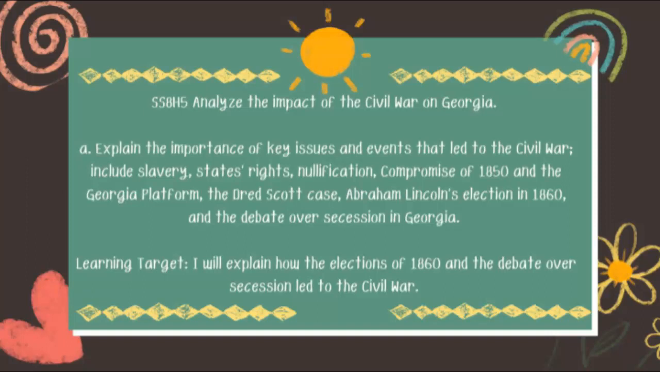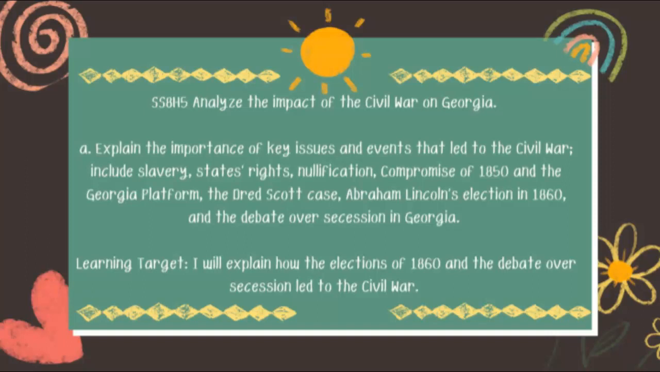SS8H5. Analyze the impact of the Civil War on Georgia. Element A. Explain the importance of key issues and events that led to the Civil War. Include slavery, states' rights, nullification, Compromise of 1850 and the Georgia Platform, the Dred Scott case, Abraham Lincoln's election in 1860, and the debate over secession in Georgia.